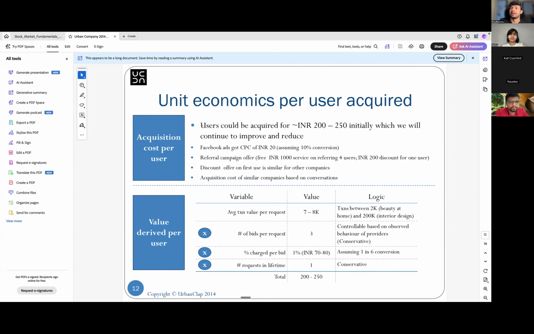We can tell people that, yeah, this is my roadmap to a net positive EBITDA of 20%. This will be my number of bids. This will be my percentage charge. Not very hard, very simple calculations, but makes for a compelling case.